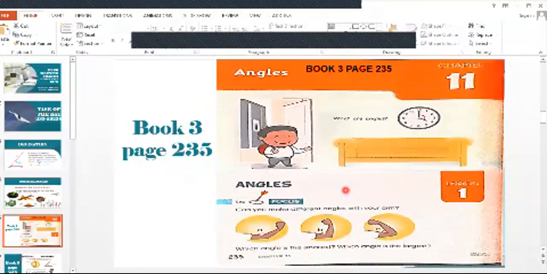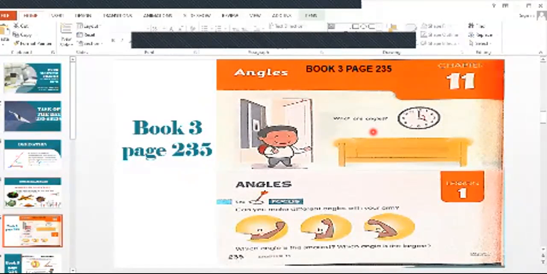So let's have a look at this example. This is just like you, a boy who is entering into the house. He's opening, you can say, entering into any room. So what are angles? The question is, what are angles? Angles are everywhere and you should learn the definitions as well.